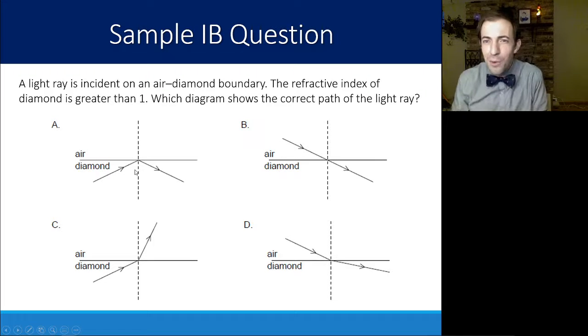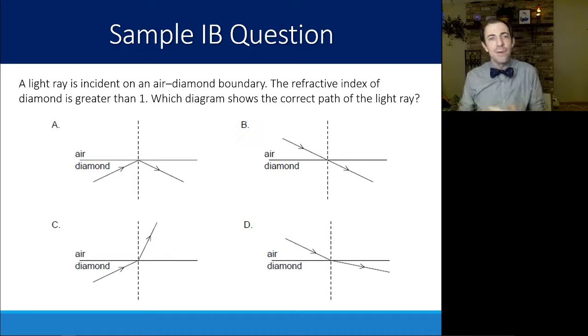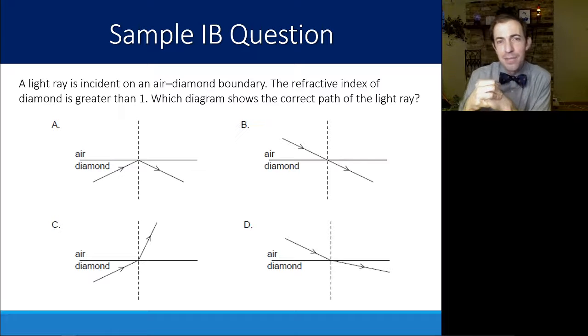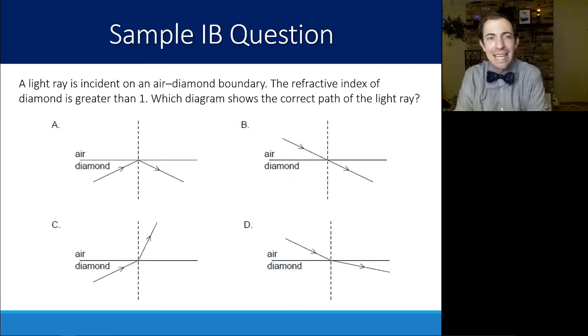In a sample IB question that's been asked in the past, a light ray is incident on an air-diamond boundary. The refractive index of diamond is greater than 1. Which diagram shows the correct path of the light ray? So know that it's going slower in diamond than it is in air. Think about your two-wheeled cart. Which one of these is possible?